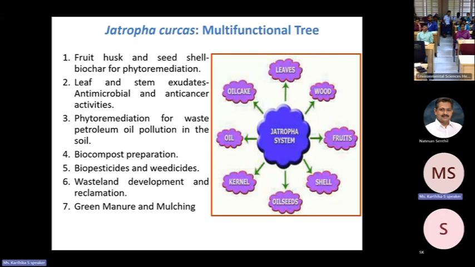How they are producing oil, potential biofuel, biocompost from leftover residues, and biopesticide. The phorbol ester, on one side, acts as a toxin. But with appropriate processing, after combination it is found to be a wonderful pesticide and weedicide. Wasteland development programs were already launched in our state too. You are the pioneer, you launched all these things. Then green manure and mulching, wonderful things.